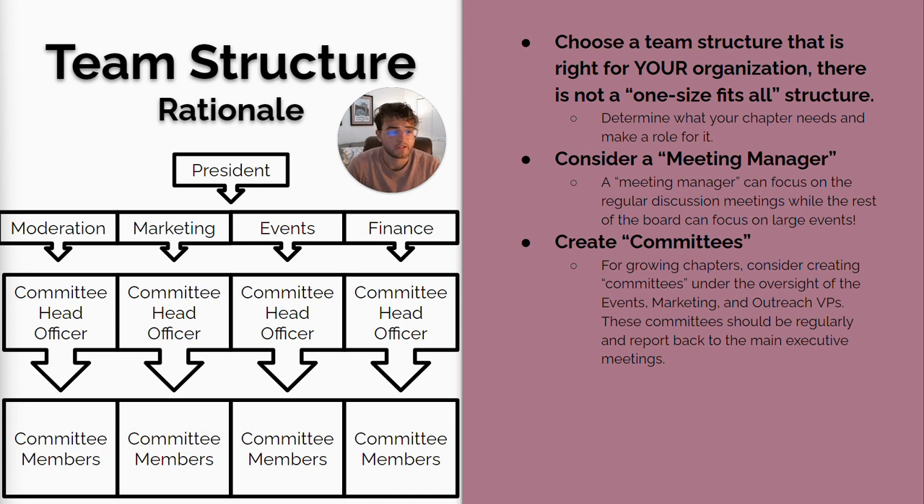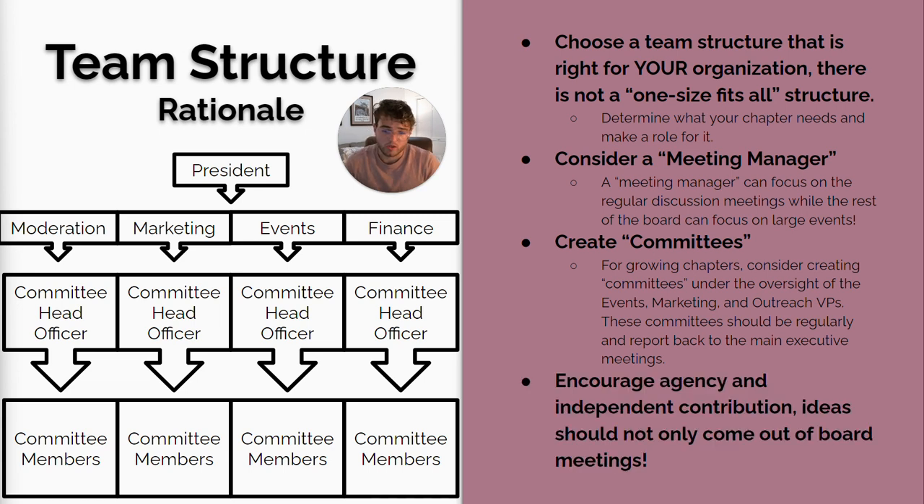It's also a great way to get other people involved in your chapter at a lesser commitment, because board members require more commitment than committee members would. Committee members would only meet bi-weekly, and there's not as many responsibilities as a board member.